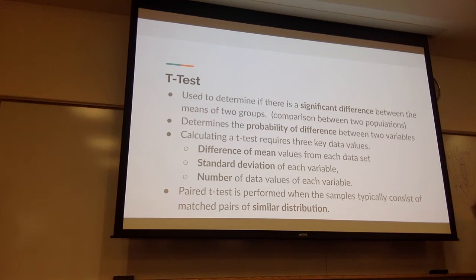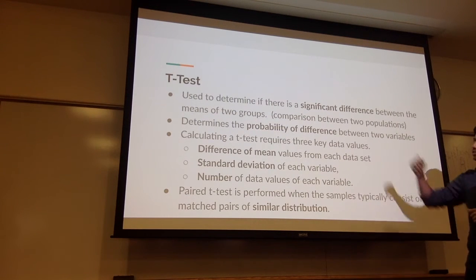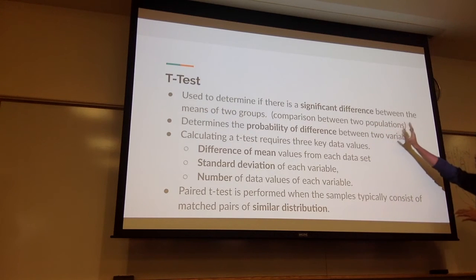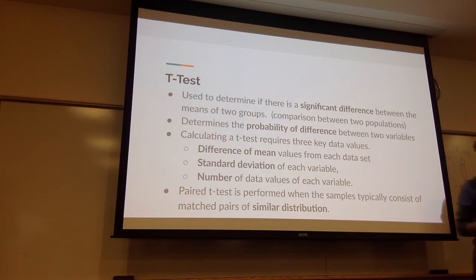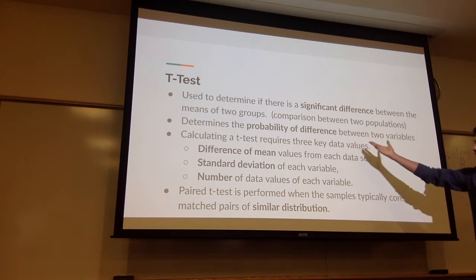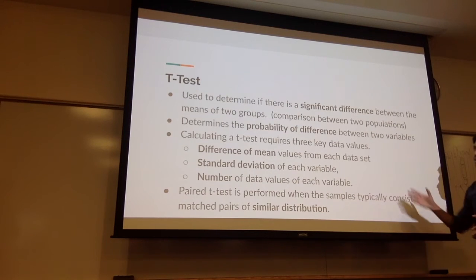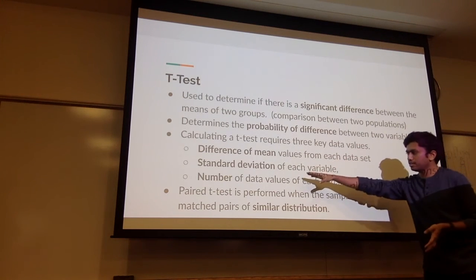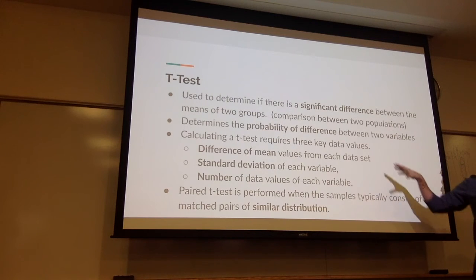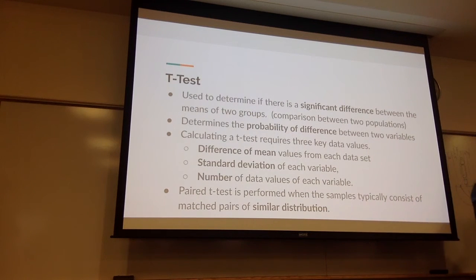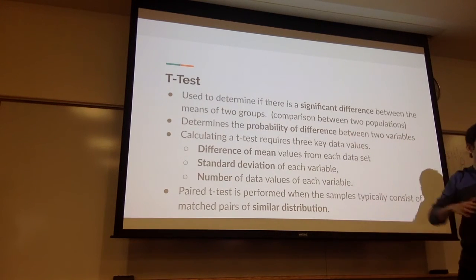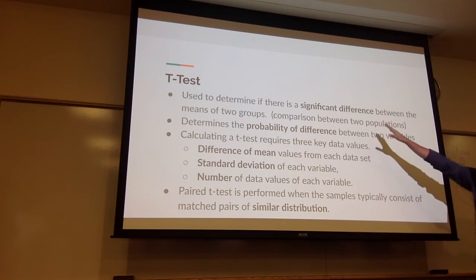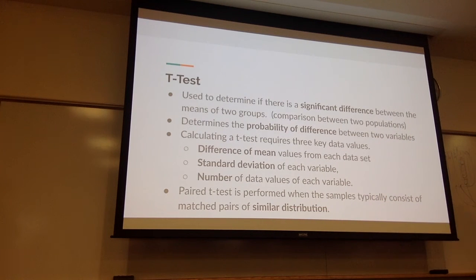Now coming to the t-test. The t-test is used to determine if there is a significant difference between the means of groups. Is there any difference between two groups? And it gives the probability of difference. How do we calculate the t-test? It needs the difference of means, the standard deviation, and the number of data values. We are not going to explain in depth how the t-test is calculated, but what we'll tell here is what is needed to calculate the t-test and what result it will give. It tells whether there is a significant difference between the means of two groups.